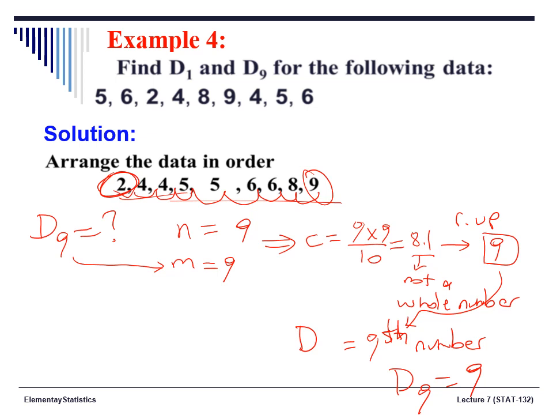If you want to calculate another one, you do the same thing: as long as you find n and m, and then you find C, and it's not a whole number, you round it up, and then you find the decile.